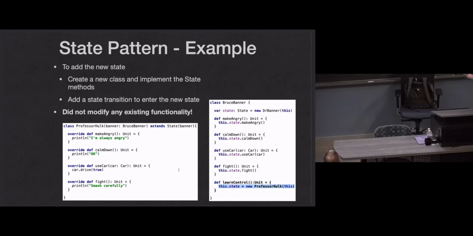And for what it's worth, he can't transition back in my example. According to the lore, he can now, but in this code, he's not switching back from Professor Hulk. And we didn't modify any existing functionality. This is important because those Dr. Banner and Hulk classes that we wrote, that we have testing for, that we know work, we made sure everything worked with those. We don't want to modify those because then we have to retest them.